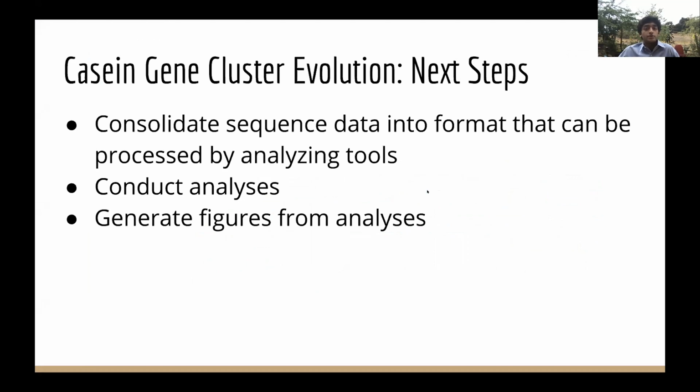But yeah, that concludes that demonstration. So now for next steps in the casein gene cluster project, we want to finish consolidating our data. Right now, a lot of our data is sitting in a spreadsheet, so we want to finish consolidating that into FASTA files that can be processed by our analyzing tools. Then we want to do our analyses, so those multiple sequence alignments, and then we want to make some figures out of those so we can really publish and look at our results.